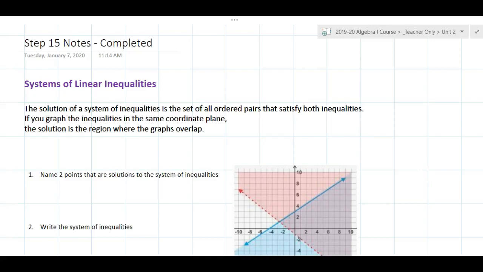Step 15 notes. Step 15 is solving systems of linear inequalities. We're going to do that graphically. We have solved systems of linear equations in step 14. We did that graphically, by substitution, and by elimination.